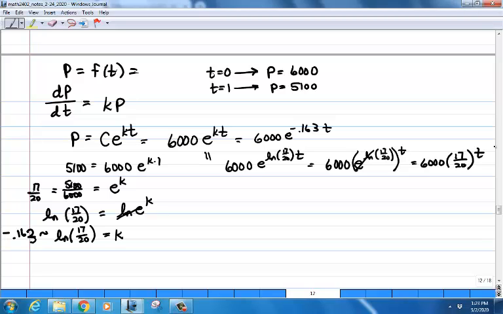So we hadn't bothered to do that in class, but for some strange reason, that's how WebAssign decided to express the answer. Did anybody try typing it in like this, where you had 6,000 e to the natural log of 17/20 times t? Does it work that way? Does it grade it right? Oh, it does? Okay, all right.